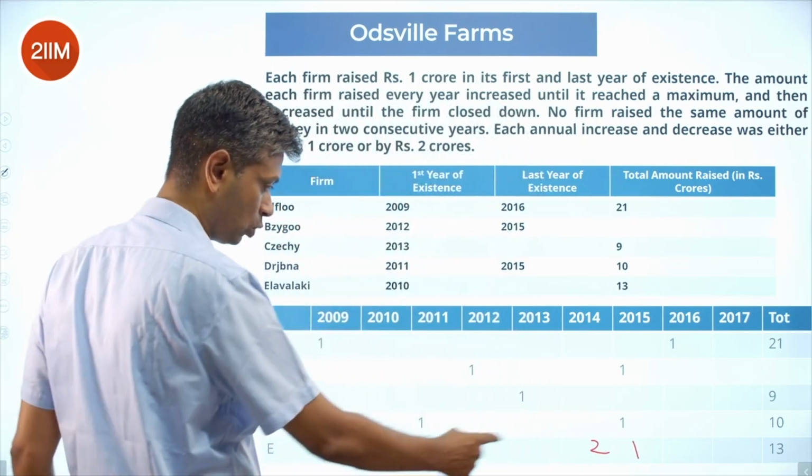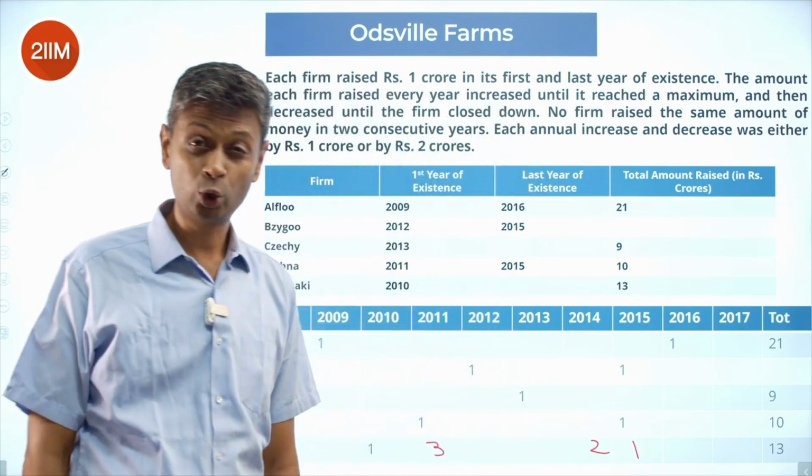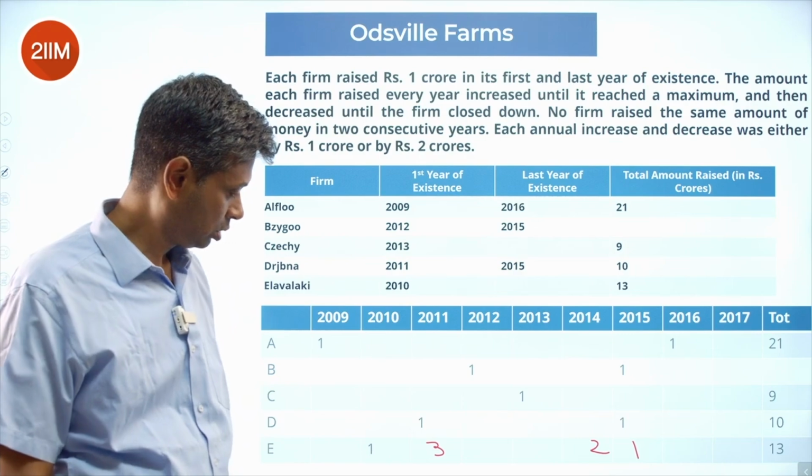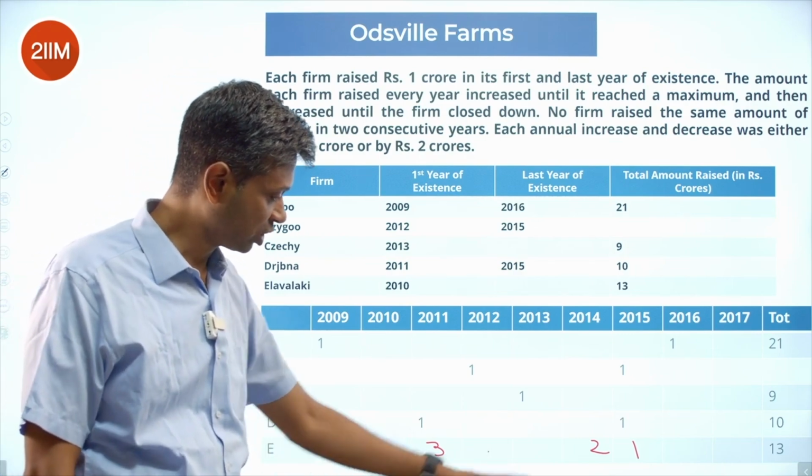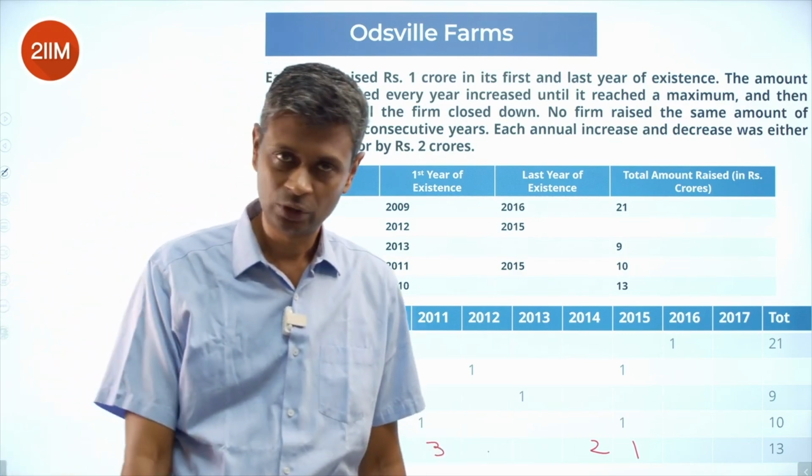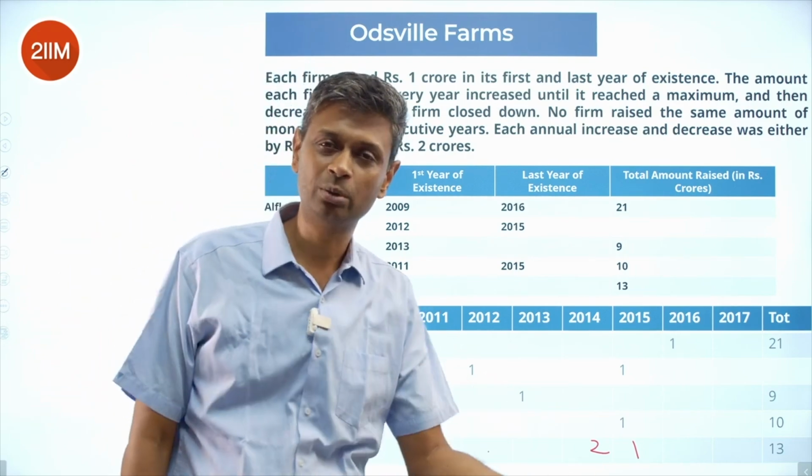6 years. 4 plus 3 is 7. The other 2 should add up to 6. This has to be minimum 4. This has to be minimum 3. Not possible. So I cannot start with the 1, 3. I cannot end with the 3, 1.